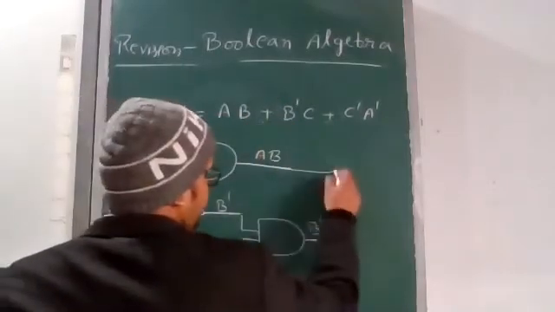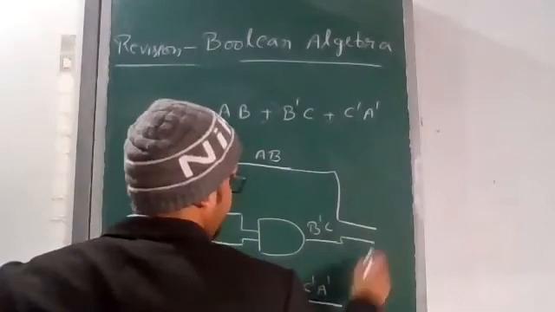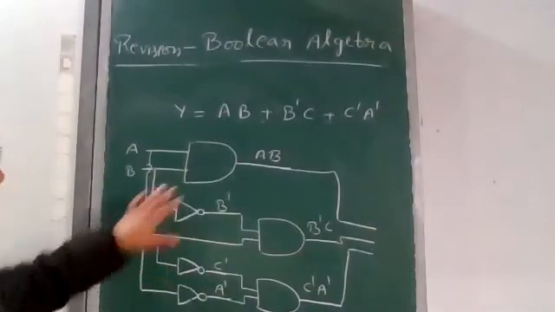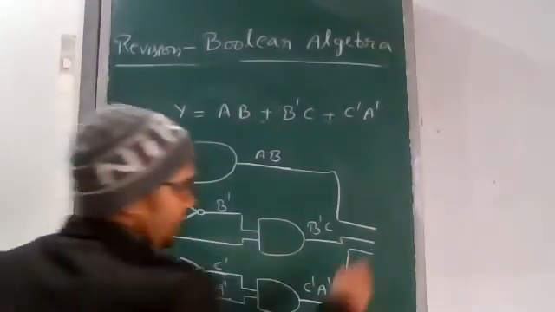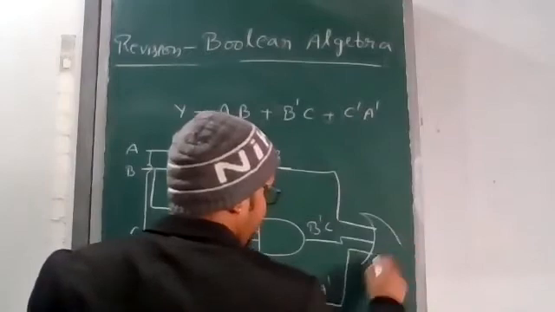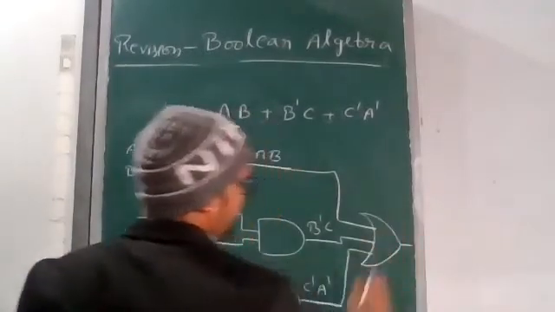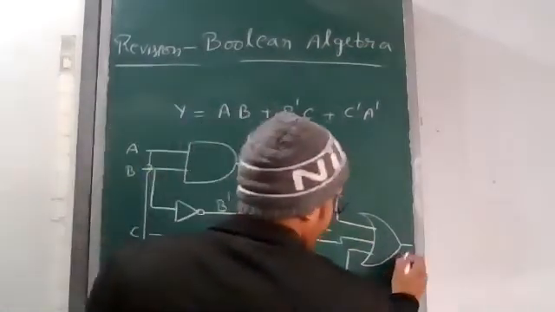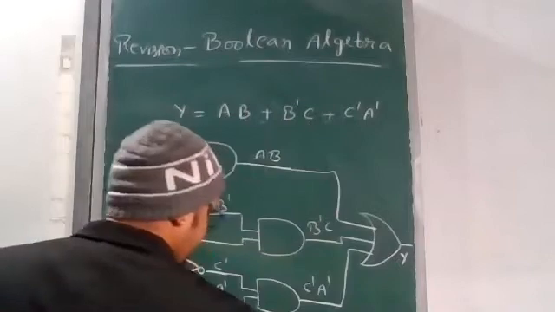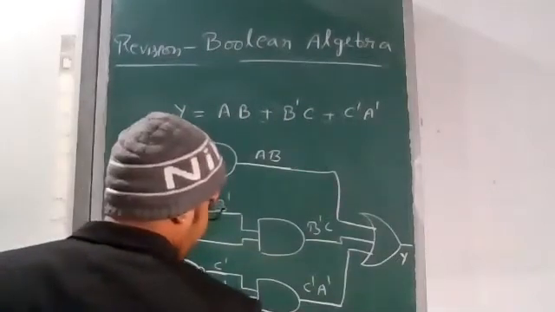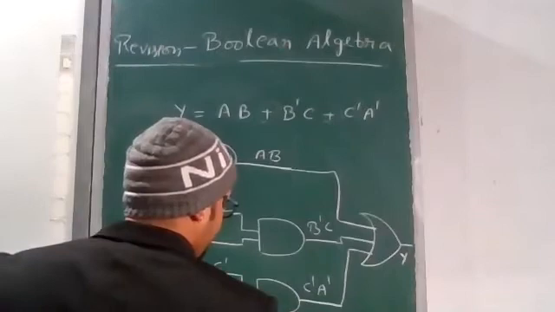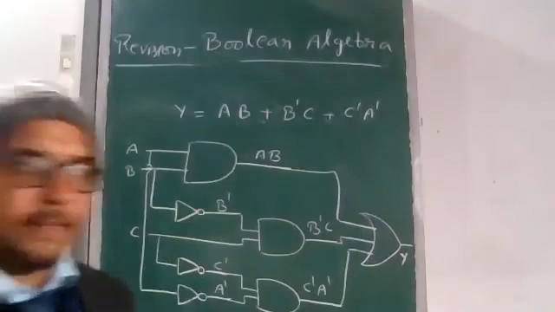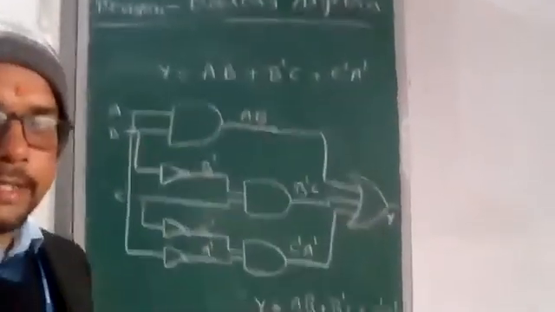So this result you have to take like this, and all the previous outputs are connected with the OR gate. Now we get the final result like this. The sign of the OR gate is like this. So this is called expression Y. The value of Y is Y equals AB plus B complement C plus C complement A complement. In this manner, you can design a circuit diagram of this.